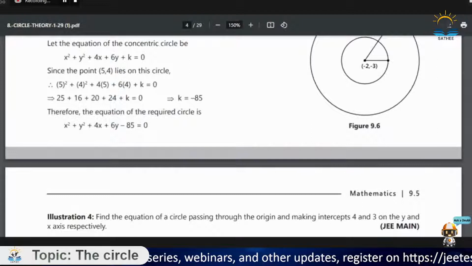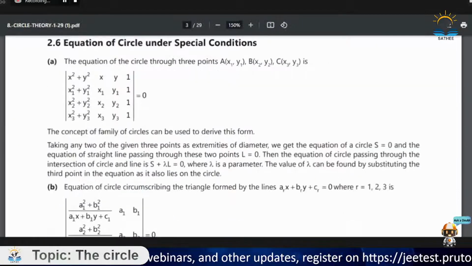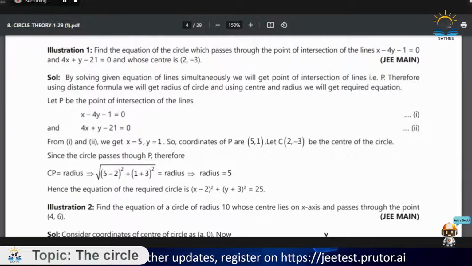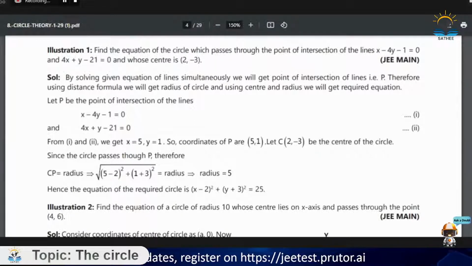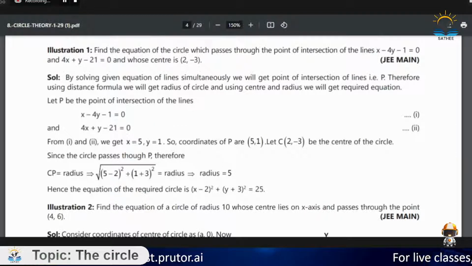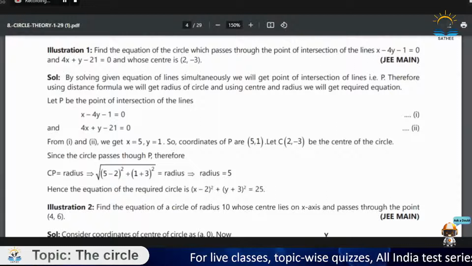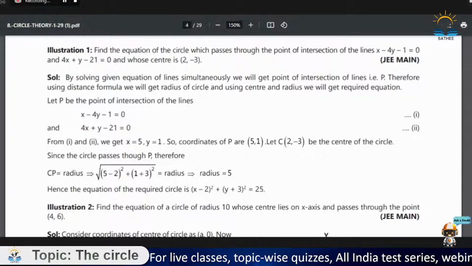Now let us see some illustrations on circles. Find the equation of the circle which passes through the point of intersection of the lines x minus 4y minus 1 is equal to 0 and 4x plus y minus 21 is equal to 0, and whose center is (2, minus 3). We have been provided a center and two lines whose intersection is a point on the circle. First of all we find the point of intersection of these two lines, which comes out to be (5, 1).